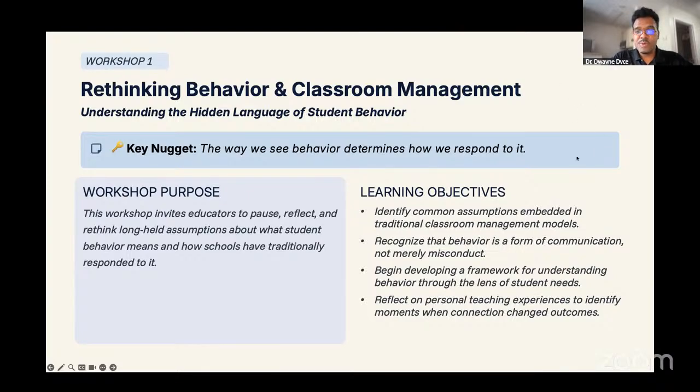And workshop number one, as you see on the left side of your screen at the top, is "Rethinking Behavior and Classroom Management." That's what we're focusing on today: to rethink behavior and classroom management, understanding the hidden language of student behavior. And don't get us wrong here when Dr. Gordon and myself talk about this.